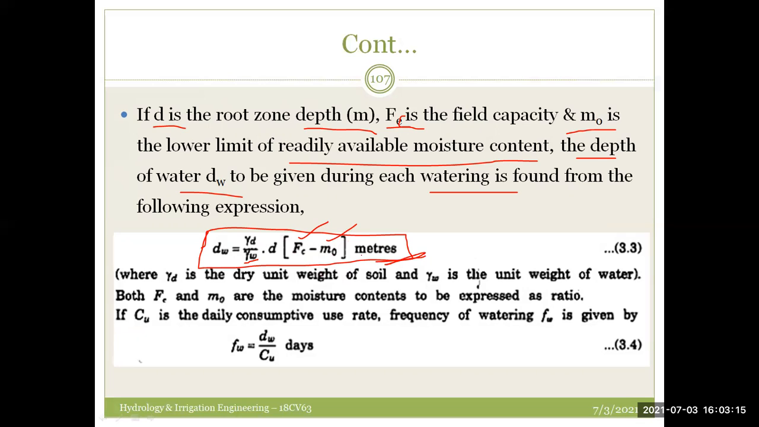And for example, if we consider Cu is the daily consumptive use, the plant is consuming water of Cu daily. Then the frequency of watering, denoted with the symbol FW, is given by FW is equal to dW divided by Cu, where you will get the frequency in terms of days. So the depth of water supplied divided by daily consumptive use will give you the frequency of irrigation.